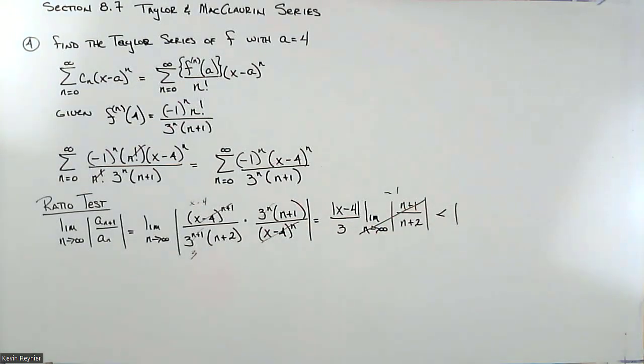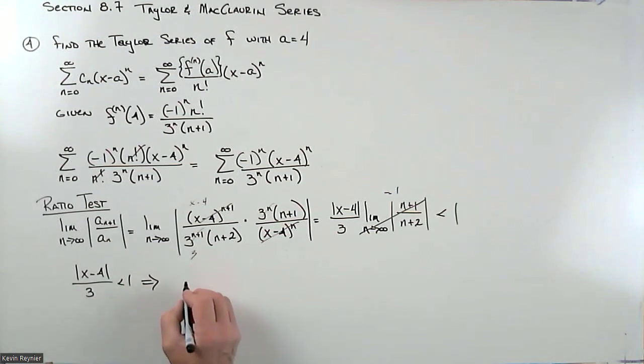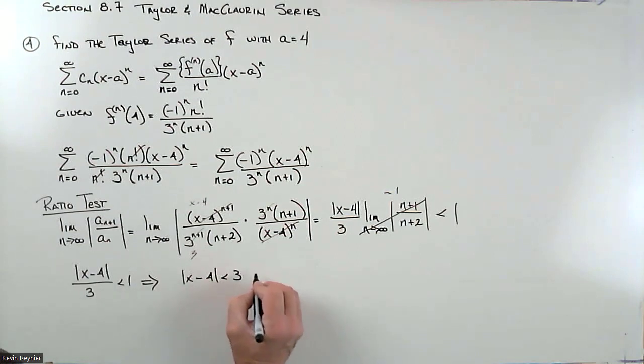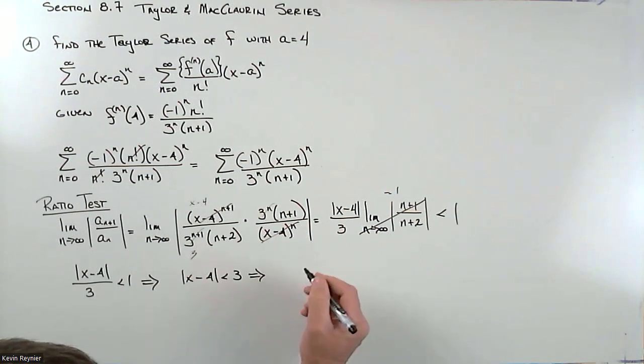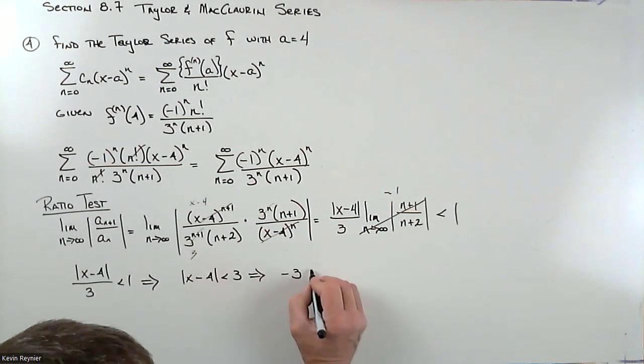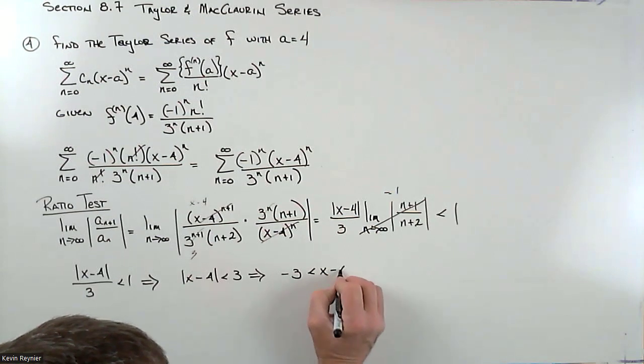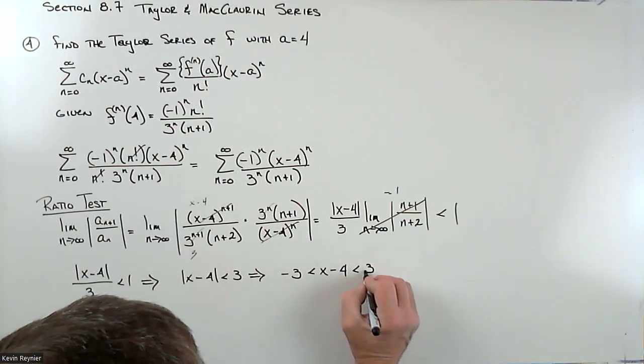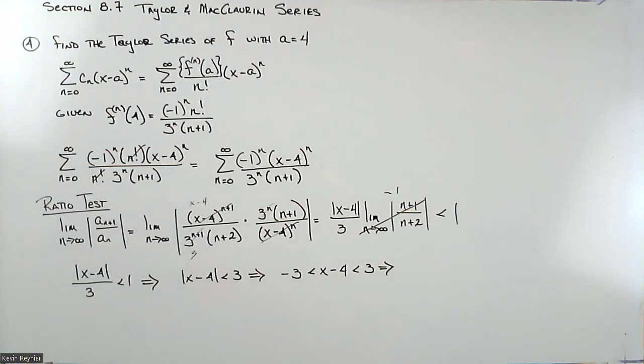We want all of this to be less than 1 by the ratio test to guarantee convergence. And so that gets us the inequality then. The absolute value of x minus 4 over 3 is less than 1. That leads us to the absolute value of x minus 4 is less than 3. That gets us, if you want to do just an algebra 2 approach, negative 3 is less than x minus 4 is less than 3. And finally, that gets us, adding 4 to both sides, 1 is less than x is less than 7.